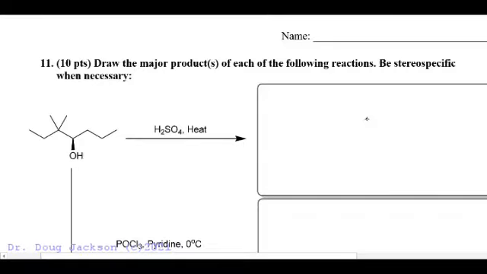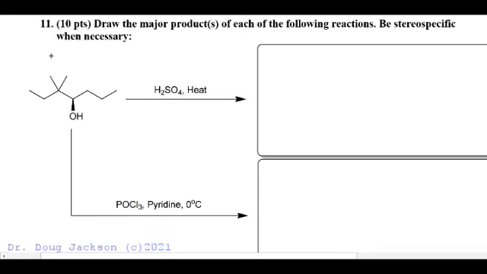Number 11, we want to draw the major products of each of the following reactions. Will be stereospecific when necessary. So the first one here, we've got sulfuric acid and heat. That is a secondary alcohol. So when we protonate the secondary alcohol, it's prone to undergoing elimination and carbocation formation.